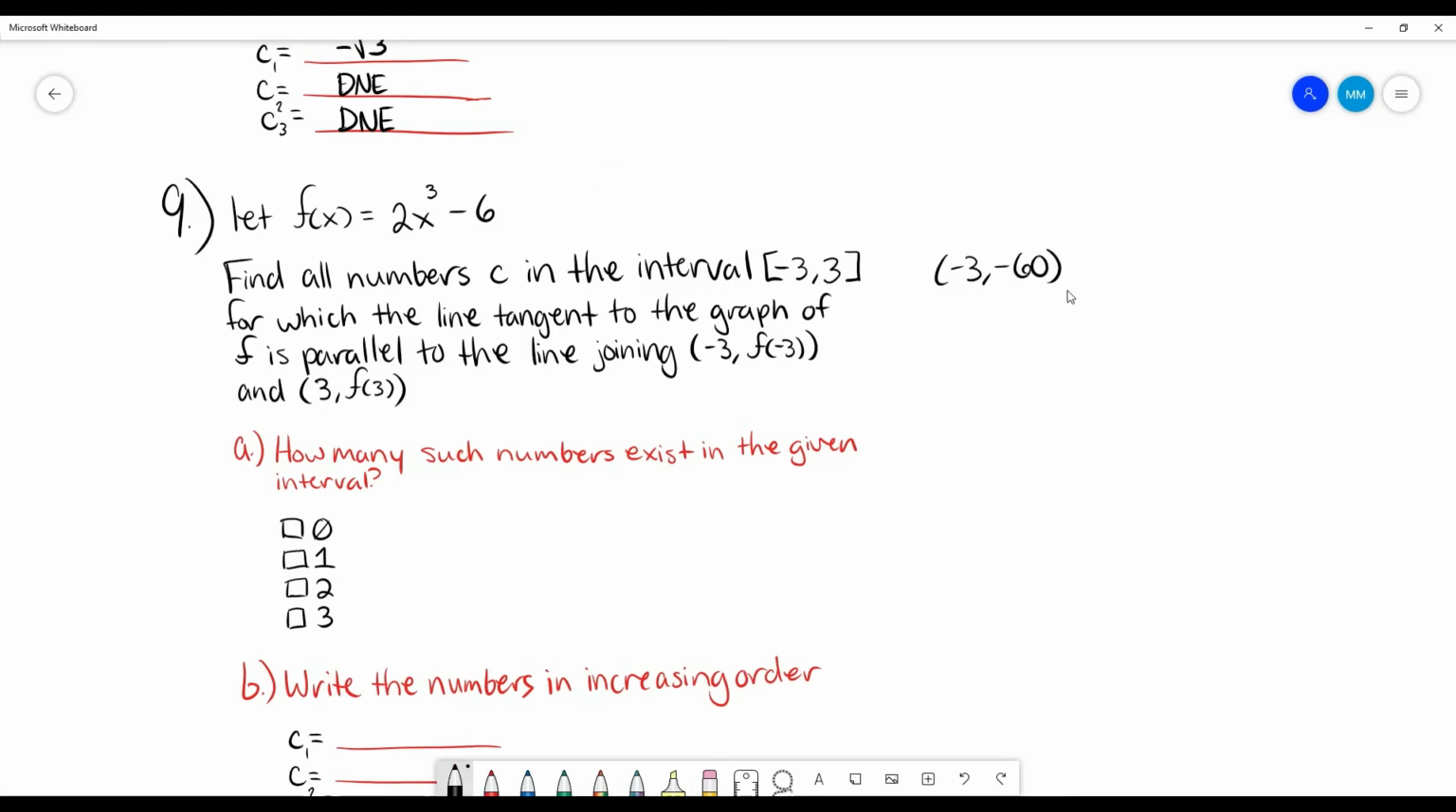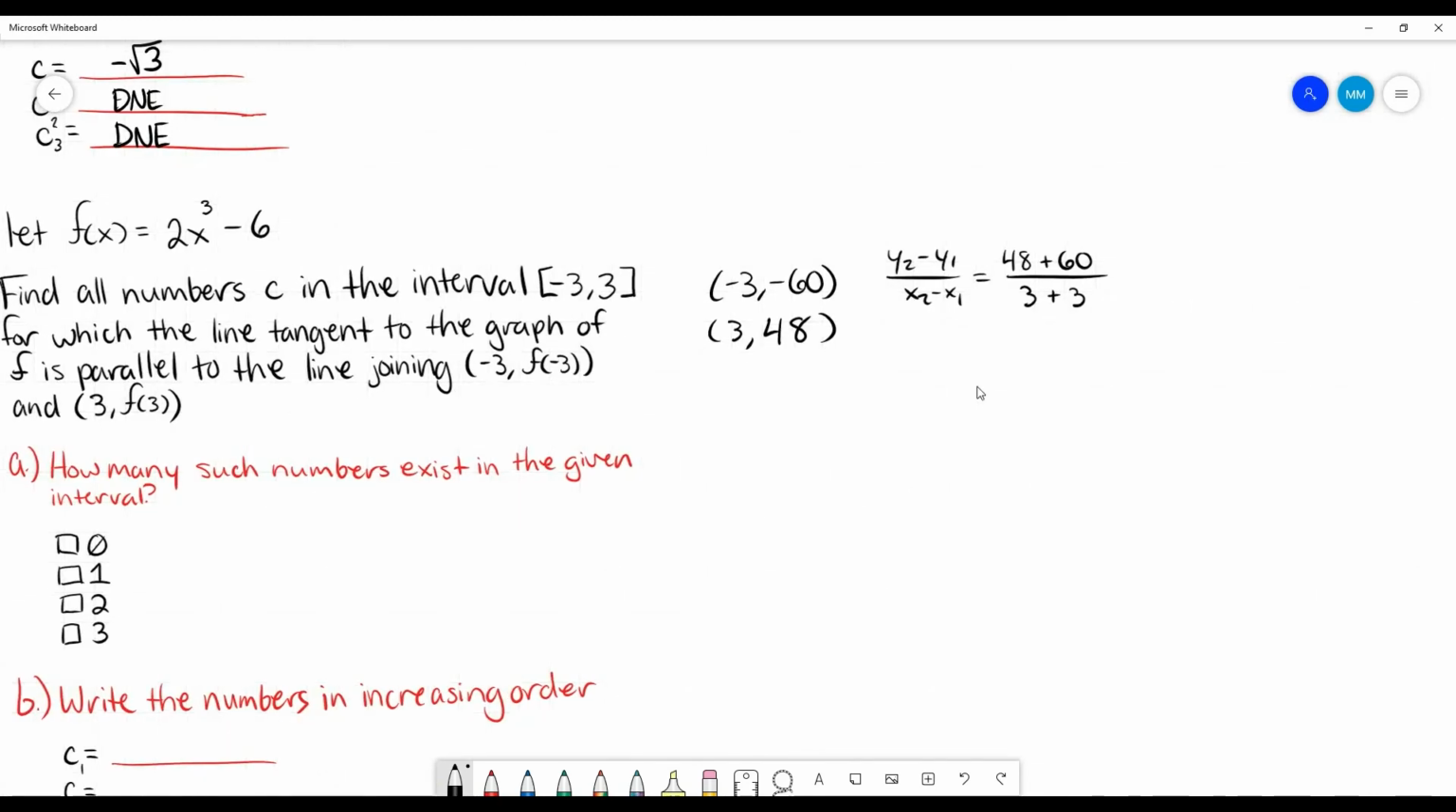Okay. And then our next point is 3, comma, f of 3. So it's going to be 3, comma, we plug in 3. It's going to be 27 times 2 is 54. 54 minus 6 is 48. Okay, so those are our 2 points now. And again, we have to figure out our slope. So it's just rise over run, right? Which is, let's see, that'll be 48 minus a -60 over 3 minus a -3, which gets us 108 divided by 6. I know 108 divided by 2 is 54. I know 27 divided by 3 is 9, so 54 divided by 3 is going to be 18, I think. So our slope is 18.